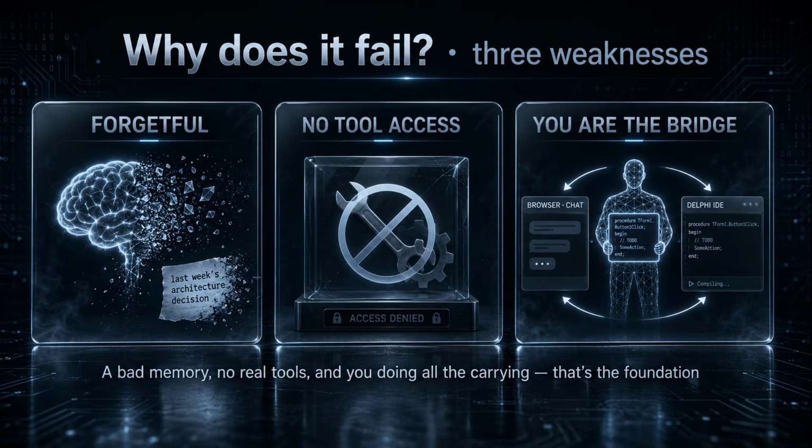Third, and this is the real crux, you are the bridge. Every piece of context the agent needs, you have to copy back and forth by hand. With one file, that's doable. With a unit of 2,000 lines that depends on 30 other units, that's exactly what turns it into a full-time job. That's the foundation, and the way out isn't a better prompt. The way out is, give the agent access to your code.